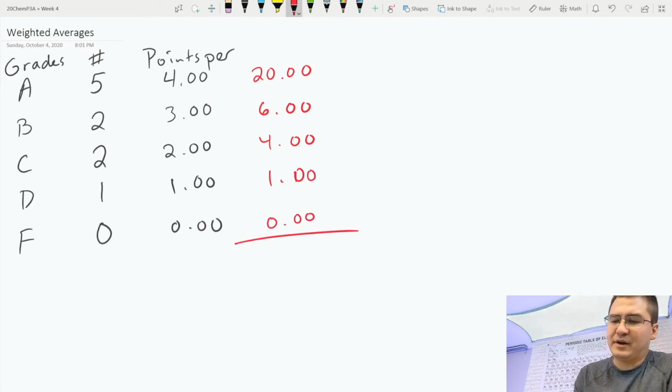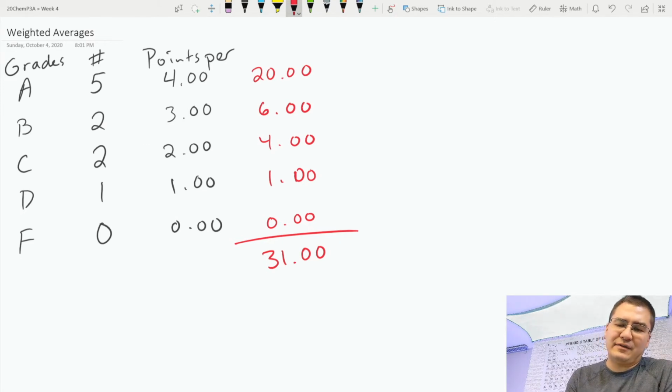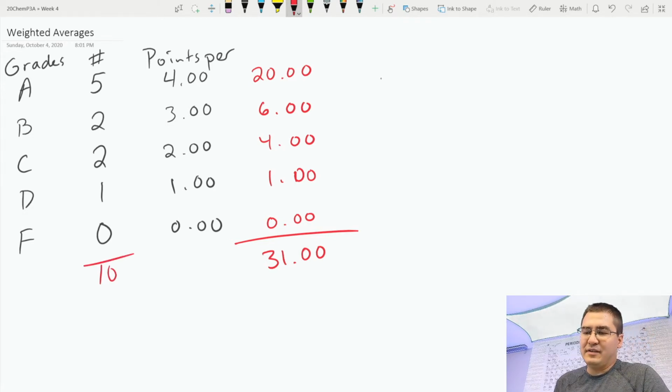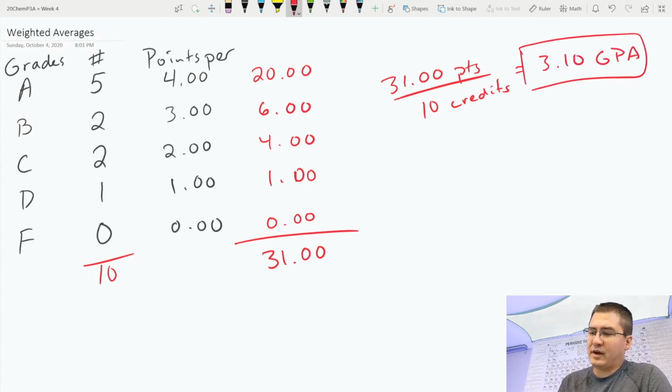You add them all up, that's 31. And you add up how many classes you've taken. This is how many credits, so 5, 9, 10 total credits. And so you take your 31 points over 10 credits, and you get an average of 3.1 GPA. Okay, so that's the typical GPA calculation.